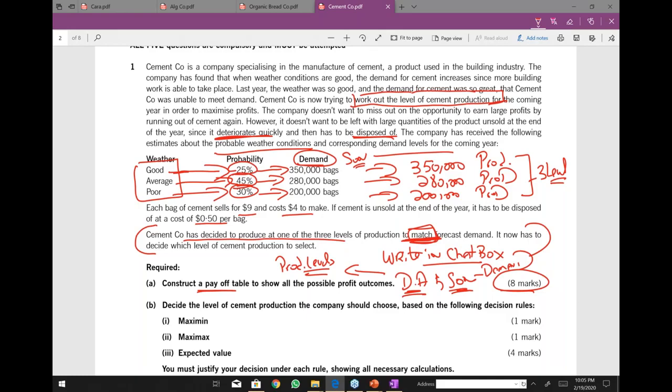Okay, friends. So yes, DA is production levels, and there will be three production levels, same as the three demand levels, because they asked us to match. So three production levels: either they will produce 3,50,000, or 2,80,000, or 200,000. These are the three levels, and the decision maker has to decide whether they want to make 350 or 280 or 200.